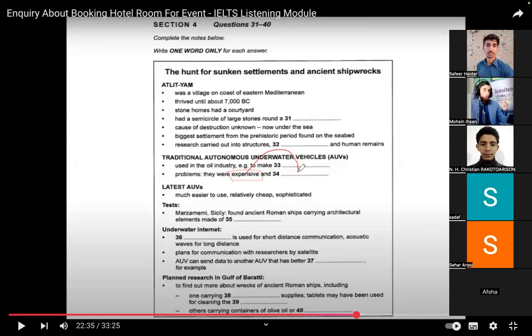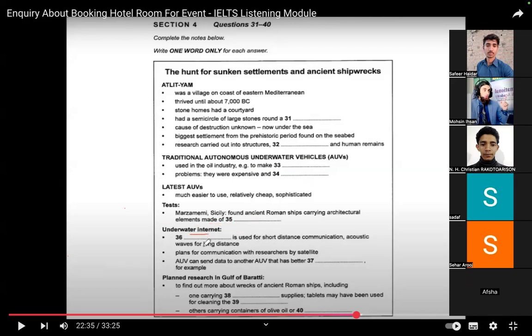They will say it later, and they will say first the right option here, the fill in the blank. Okay. Next, latest AUVs, much easier to use, relatively cheap, sophisticated, test. Now, here, carrying architectural elements made of. Now again name, made of what? Made of any object, made of anything, and ingredient.